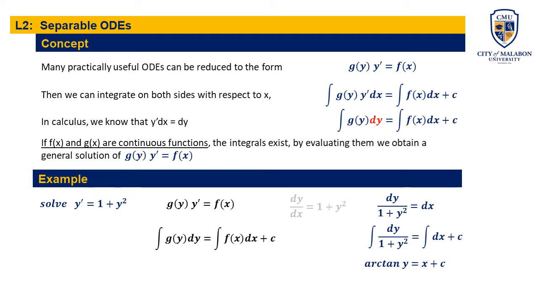Okay. So to get the value of y, we then have to invert the equation, so that we have y is equal to the tangent of x plus c. Okay. So our general solution for this differential equation y prime is equal to 1 plus y squared is y equals the tangent of x plus a particular constant c.